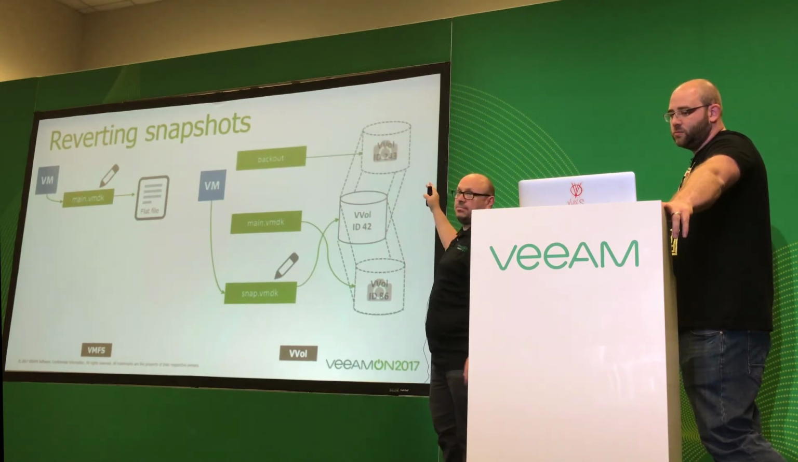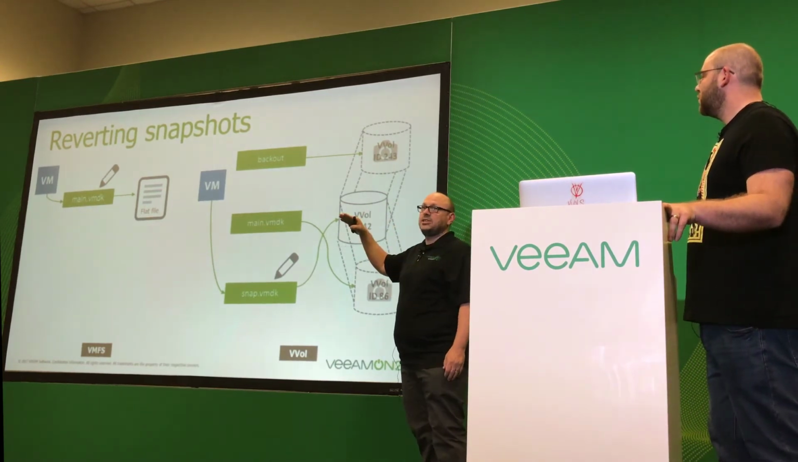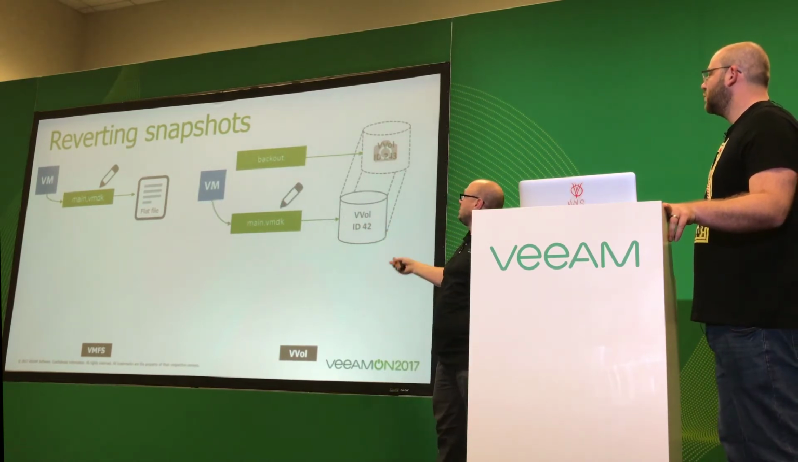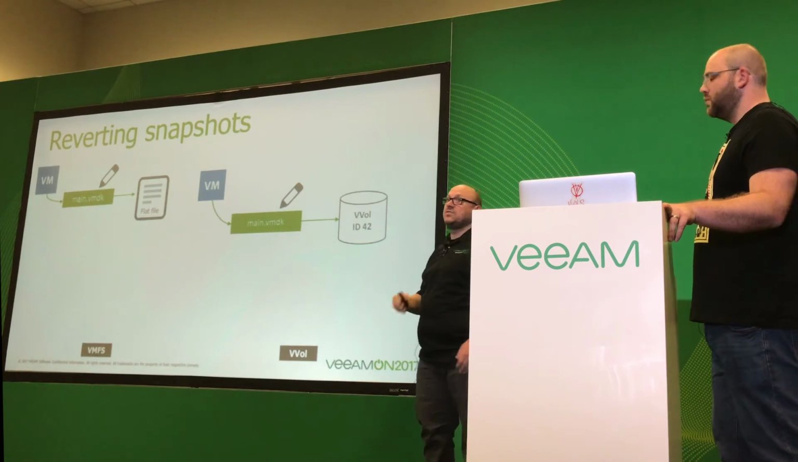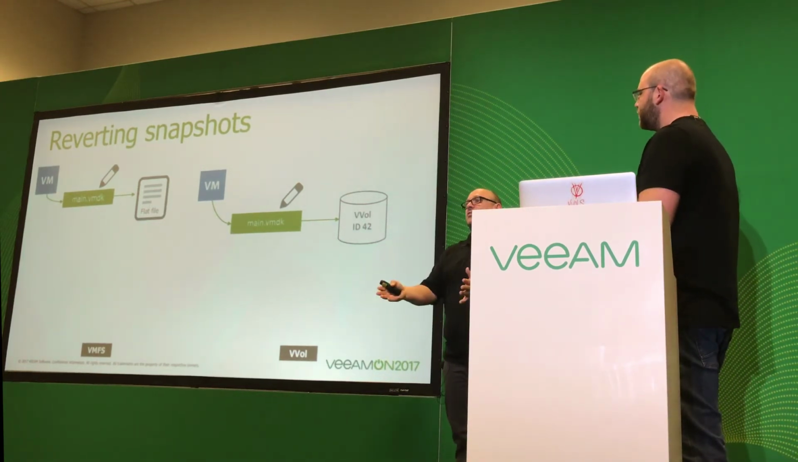vSphere is going to create a backup copy of it first, which again is an instantaneous copy. Then it's going to go ahead and revert, which is again metadata manipulation. So a quick revert to my main VMDK, delete the snapshot, delete the backup. So much faster process.